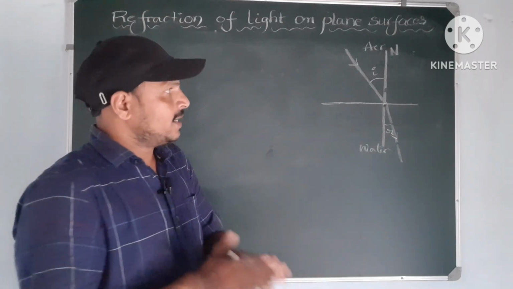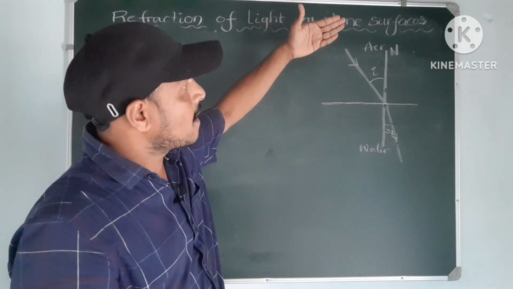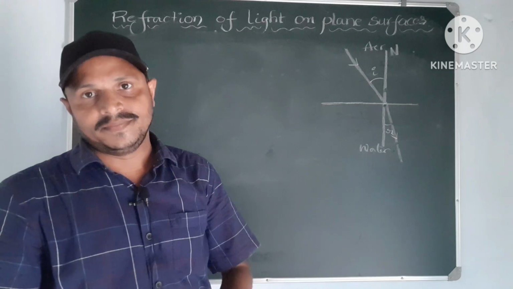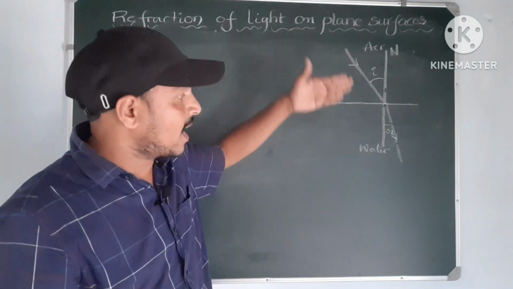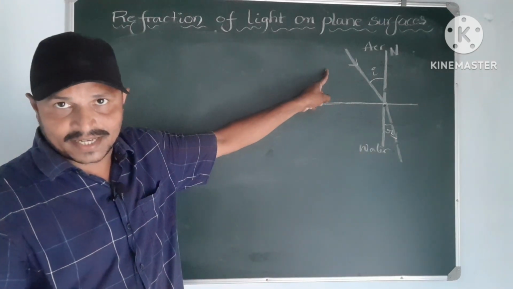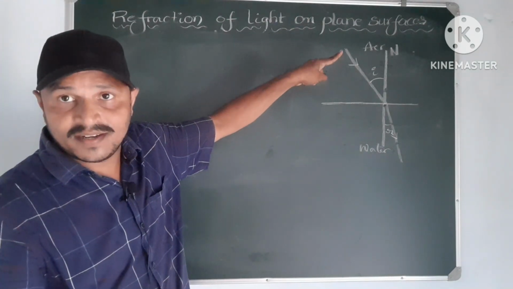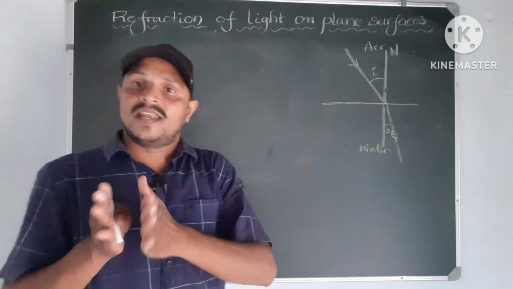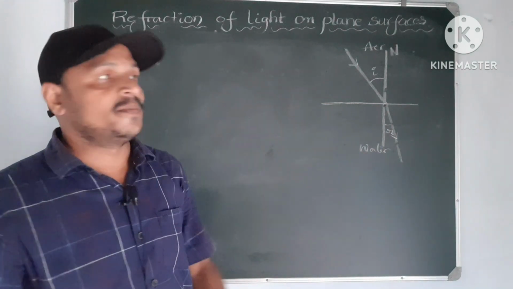And here you know that the speed of light is greater in air than in water. That's why air is called the rarer medium and water is called the denser medium. So air is called rarer when compared with water. Air is also called denser when compared with the vacuum. The terms denser and rarer are relative terms. So here air is rarer and water is the denser medium.